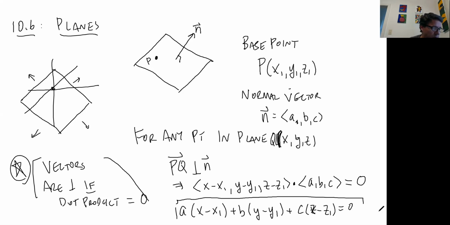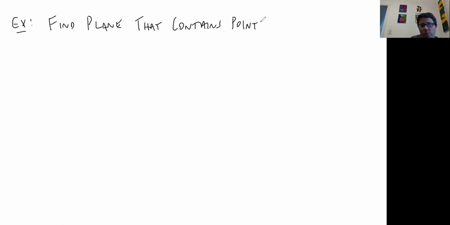But let's do some examples of this, even just to get a feel for it again. So, for example, if we said, find the plane that contains the point, and we'll just go with one of my favorite ones first, 1, minus 1, 1, with the normal vector.